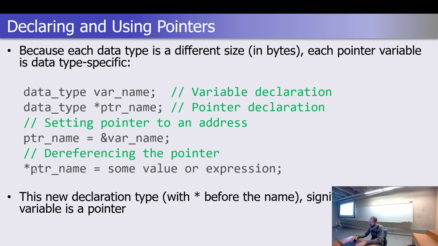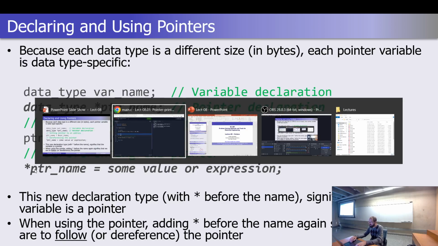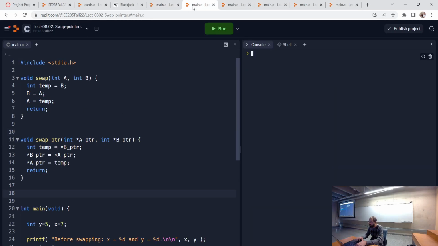Let's go back to this. I say dereference again here. Well, anyway, we use star to declare that something is a pointer. We then use star again when we want to follow that pointer. We want to do something with memory at that particular pointer's location.